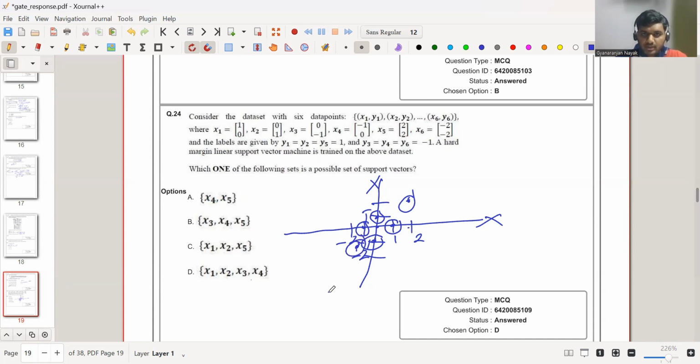Here it is given that y1 equal to y2 equal to y5 is part of class 1. If you draw the linear separating line, you notice it is one part, and then the other is also one part. If you draw the margin lines, you notice that these 4 points lie on the margin. So these 4 points are support vectors. So x1, x2, x3 and x4 are support vectors. So option D is correct.